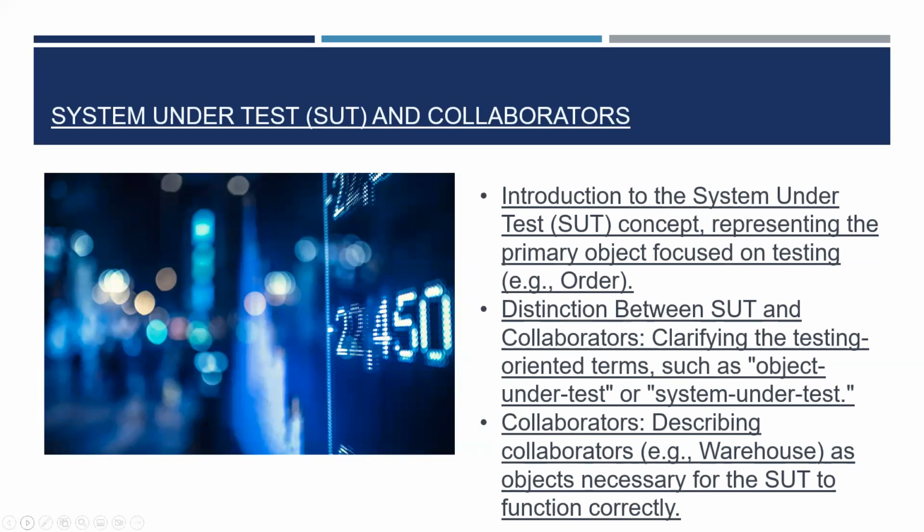Now, understanding the system under test, SUT, and collaborators. The SUT, or system under test, represents the primary object we're going to be focused on testing, like an order object. Just to clarify the distinction between SUT and collaborators, I'm introducing terms such as object under test or system under test, while collaborators, on the other hand, are objects necessary for the system under test to function properly.